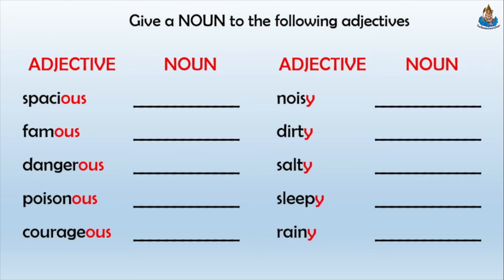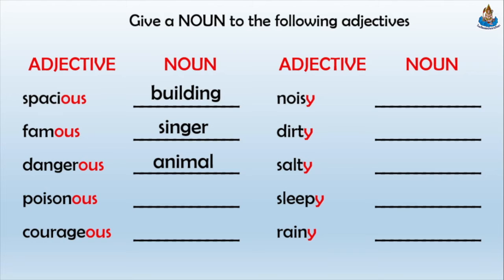Here are some possible answers to the exercise that you just did. Now, this is not the only answer. You can have other nouns that go along with these adjectives, okay? So these are just samples. So for spacious, we can have a spacious building. A famous, who's famous? Could be a famous singer, a famous dancer, a famous painter.